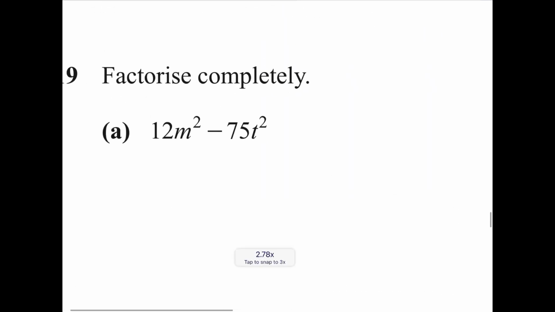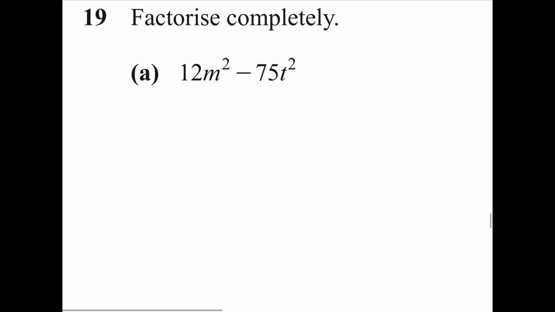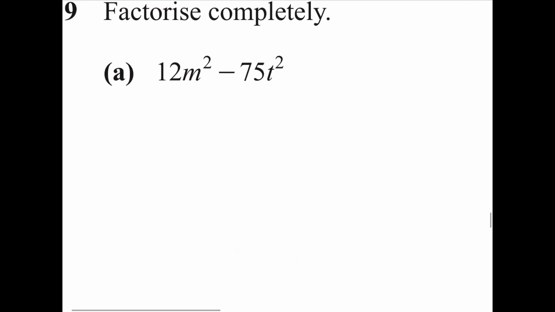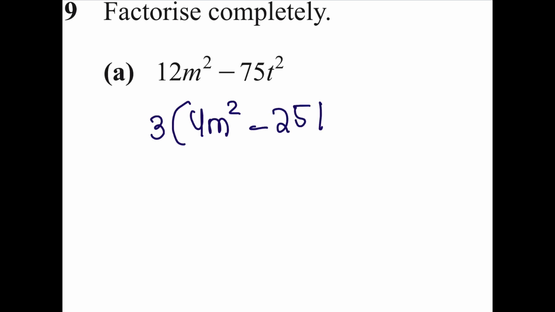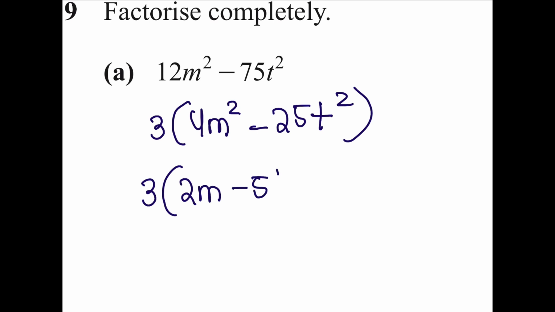Moving on, it says factorize completely. Now when you factorize completely, you say that 12m squared and 75t squared. Now 3 is common in both of them. You could take 3 out: 3 into 4m squared minus 25t squared. Now if you notice, 4 and 25 are both perfect squares, and m squared and t squared as well. So I could write this with the square root of 4 being 2m and the square root of 25 being 5t. So 2m minus 5t and then 2m plus 5t.